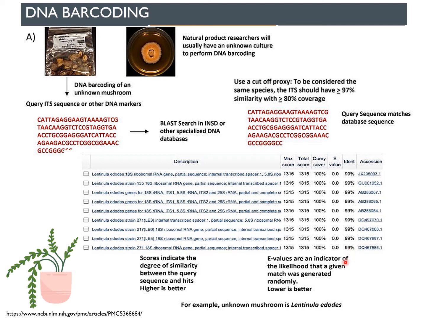As I told you earlier, the E-value is very important. In this case, the E-value is 0, so the lower is the better. And for the query coverage and identity, the higher is the better. So from this result, you will see that for this example, this unknown mushroom, we can identify it to the species level as Lentinula edodes.